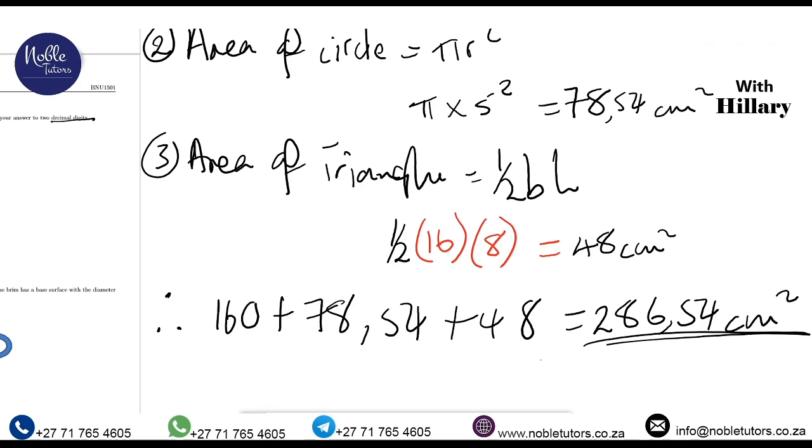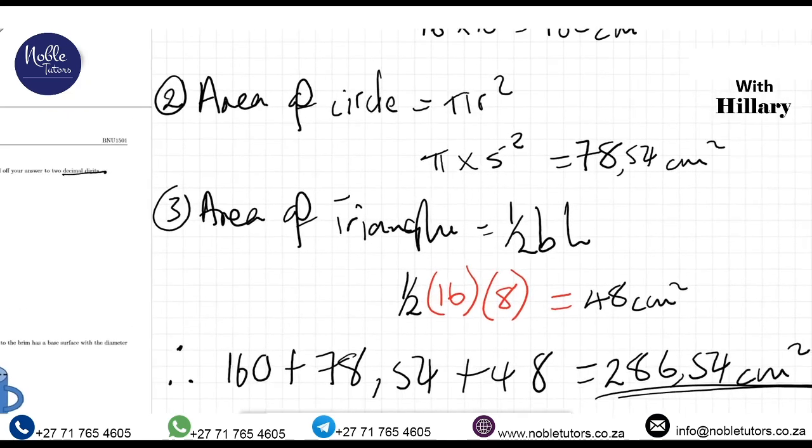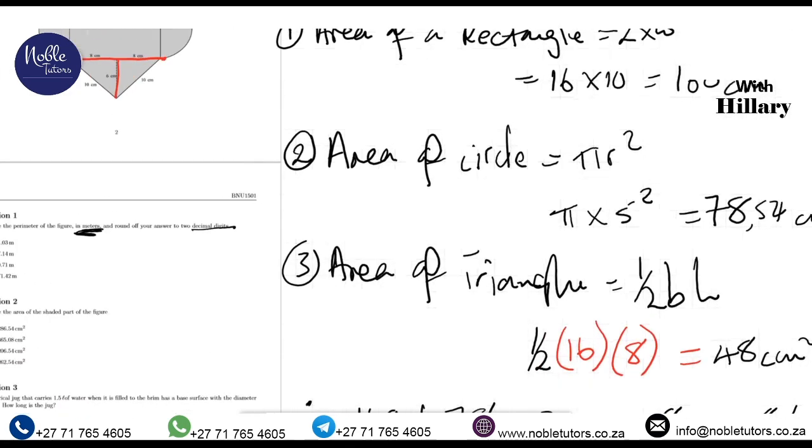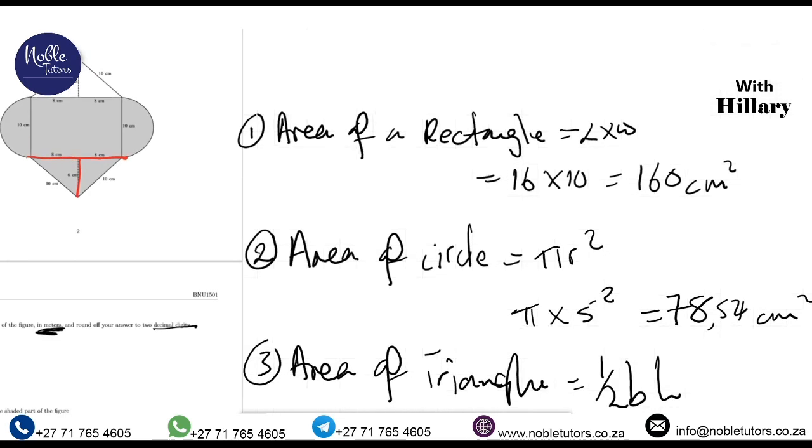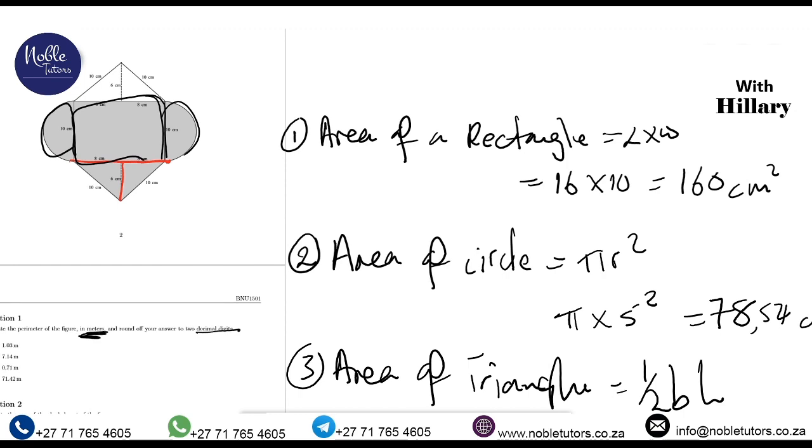So what's more important when you're dealing with measurements is for you to be able to identify the number of shapes that you already know that are given on the figure, and also to take note of which part is shaded. Because here we can see that the rectangle is shaded, and the circle is shaded, including the triangle. Right? So basically that's what we do.